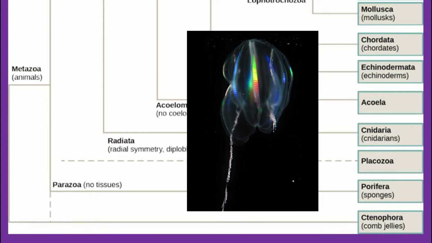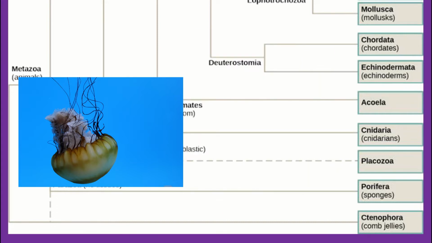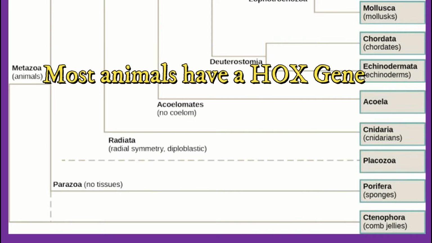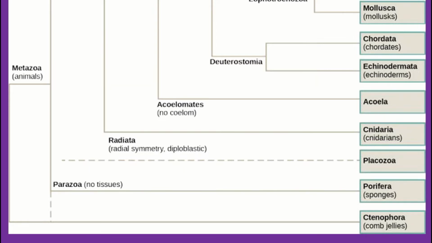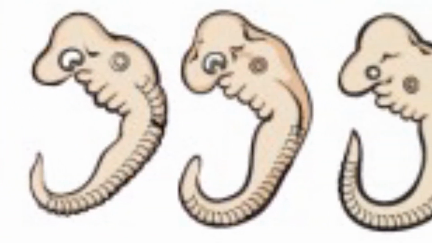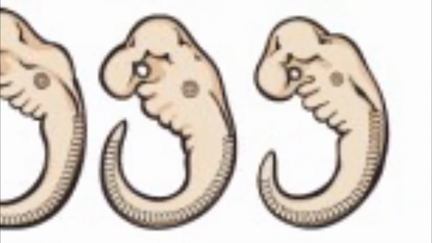They appear to be an outgroup of animals, and although they look a lot like other jellyfish, which is phylum Cnidaria, they differ genetically. One difference is that ctenophorans lack the HOX, H-O-X gene, which is found in all other animal groups except sponges and placozoans. The HOX gene is important in embryological development and explains the similarities in animal embryos up to a certain point during development.